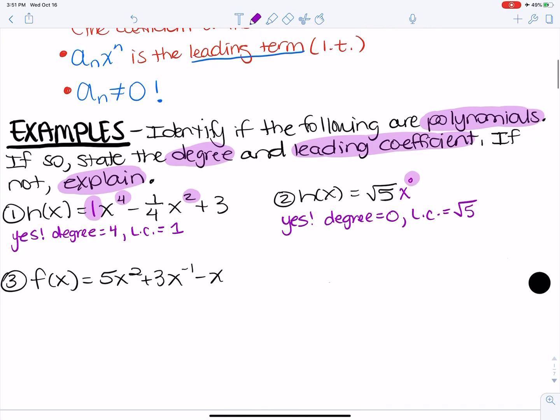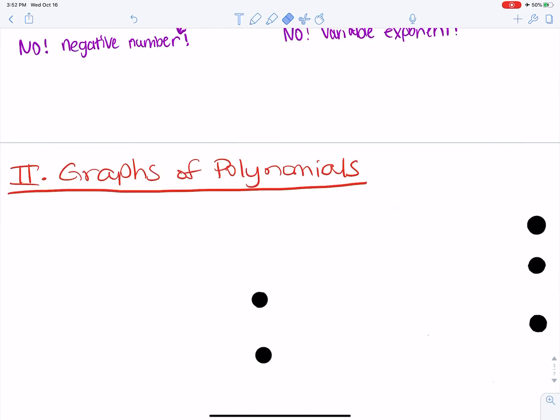Next example, number 3. This one, let's take a look. Look at these exponents. This one doesn't have an exponent on the end. That's a 1. This one is the problem. So this one is a no. Why? Because you have a negative integer, and negative integers are not allowed. And actually, I'm going to take that back. Not just a negative integer, a negative number, period. It cannot be a negative number. And so, no is the final answer.